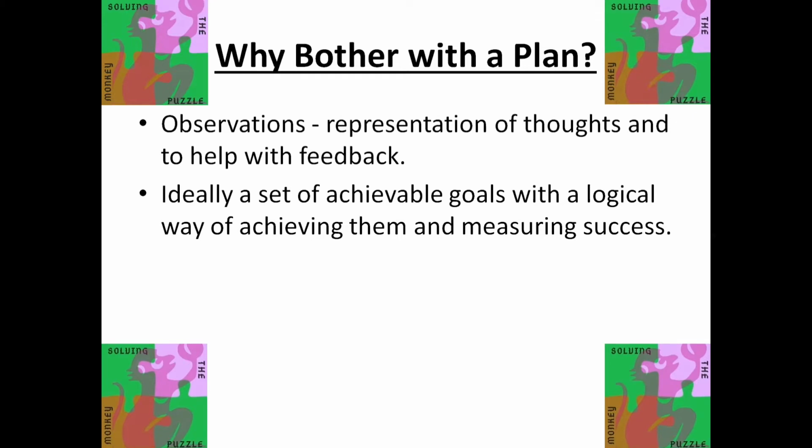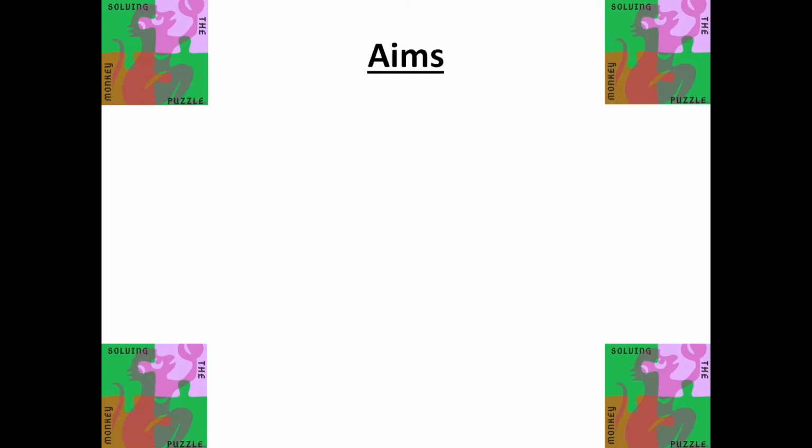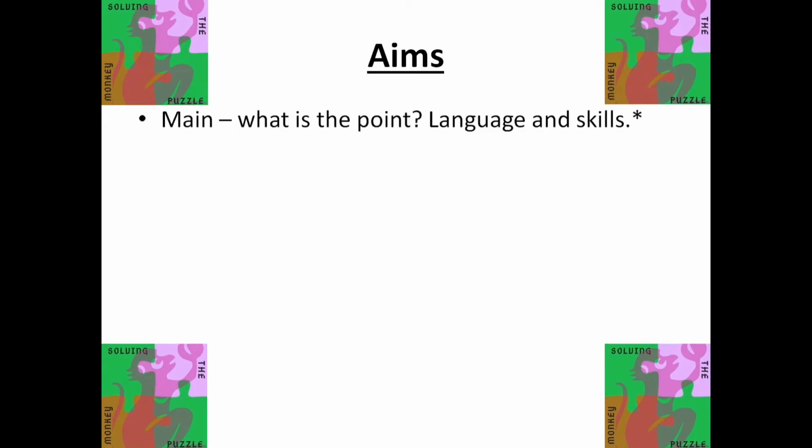Plans don't need to have a huge amount of detail. We're going to go into a lot of detail here, but if you want to just write something on a small piece of paper, just a logical sequence of activities, that is also quite useful for any development that you might want to make. And it can serve as a useful reminder in your head of what you want to achieve in the lesson itself. So the first thing we always have in a lesson plan is the aims. What do we want to achieve in the lesson? What's the point?